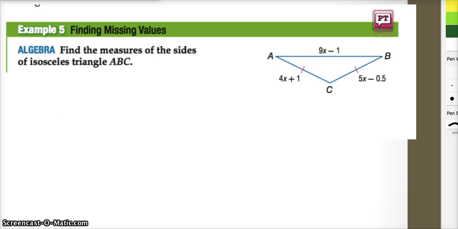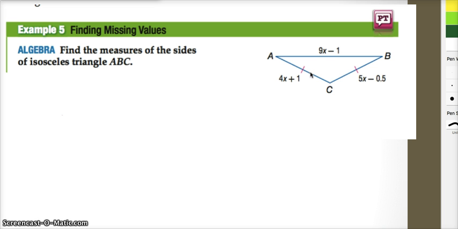That last one was pretty fun. Let's check out example 5. I don't know if the fun can continue to be as amazing, but we'll see. Find the measure of the sides of this isosceles triangle. So we are asked to find these lengths. We're given not an equation, but an expression with x.